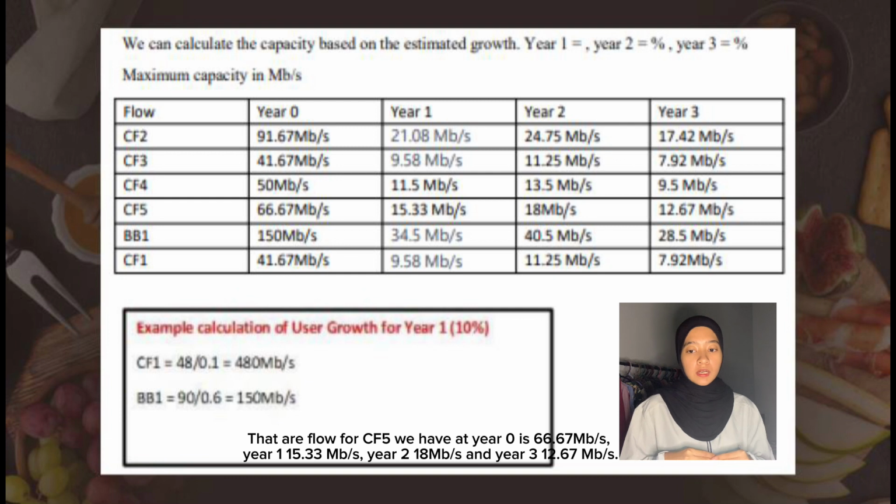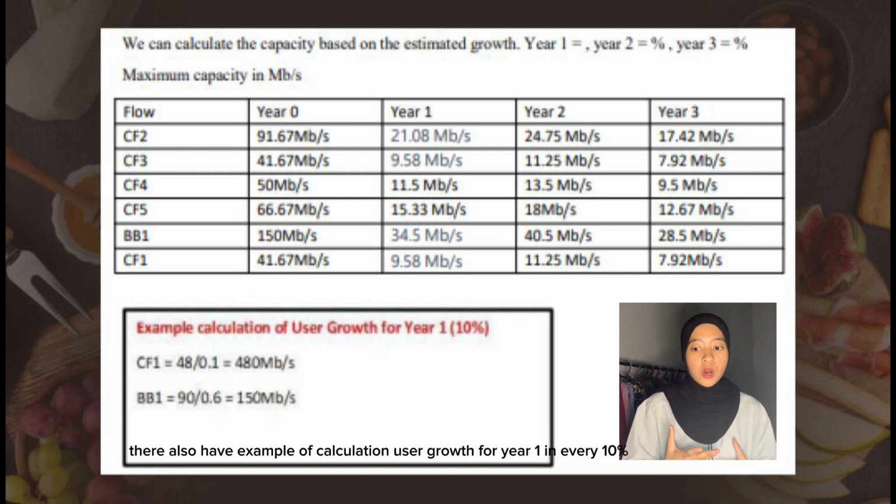And CF1's starting point is 41.67 MBS, and it decreases until 7.92 MBS. There is also an example calculation of user groups for year 1. Every year is 10% growth. The example for CF1 shows how to calculate, and BB1.